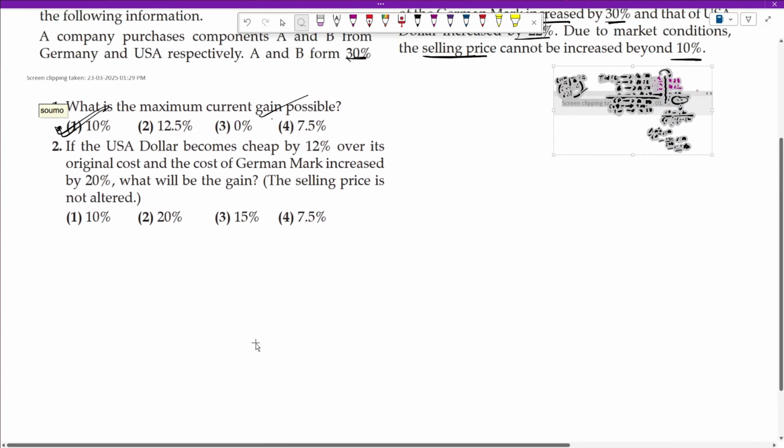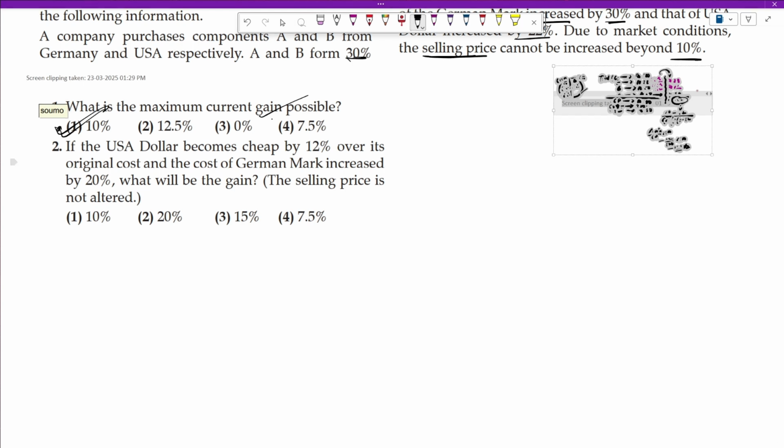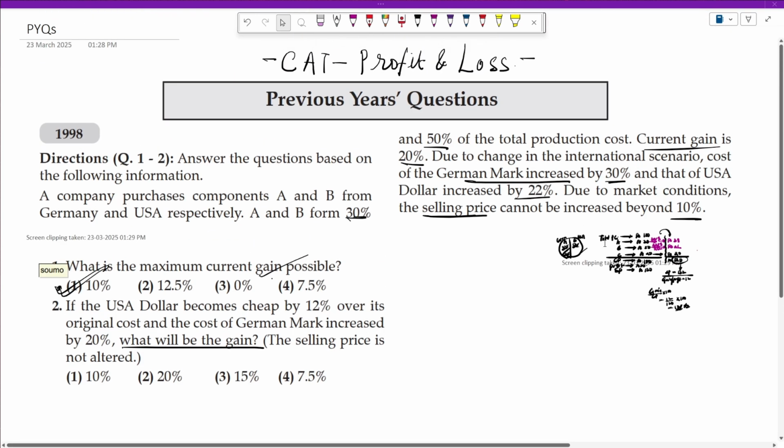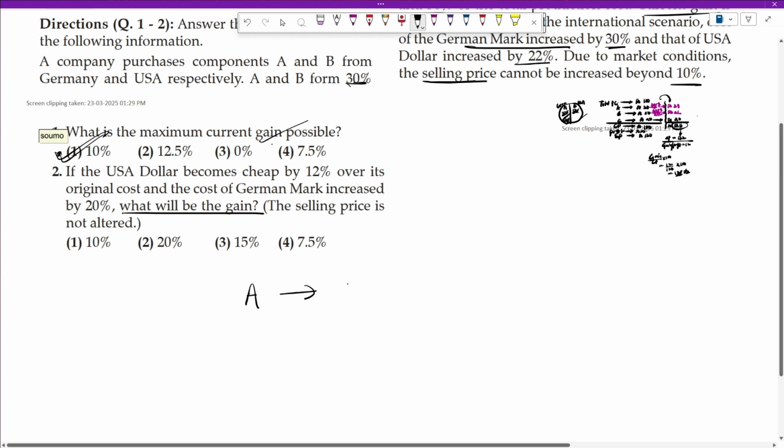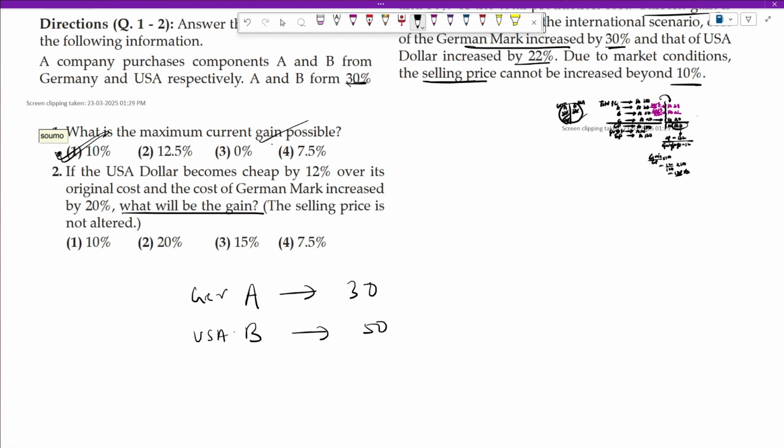Now they are saying if the USA dollar becomes cheap by 12% over its original cost and the German mark increased by 20%, then what will be the gain? Let's see that. First, remember what was the condition of, let's say, the dollar. I actually am forgetting, so I need to have the reference now. 30 and 50, right? So A is 30, B is 50. This is German, this is USA.